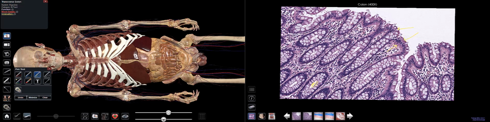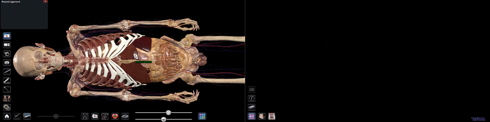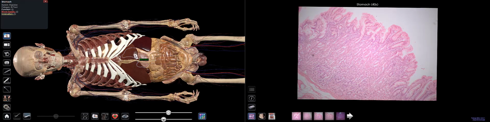All right, if we go up to the stomach, there we go. Again, the stomach is going to be lined with epithelial tissue. This tissue is very specialized because not only is it epithelial tissue, but the lumen contains food and a lot of gastric juice, which is very acidic. So it's specialized epithelial that can withstand that acid content.